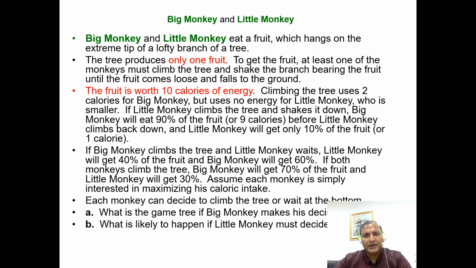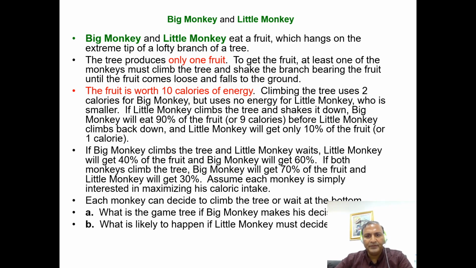We can also understand the dynamic games with the help of another example, which is a game between a big monkey and a little monkey. Both these monkeys would like to eat a fruit which is hanging on a very lofty branch of a tree. This tree is only producing one fruit, and in order to get this fruit, one of the monkeys has to go up on the tree to shake it so that the fruit can come down on the ground. This fruit actually contains 10 calories of energy.